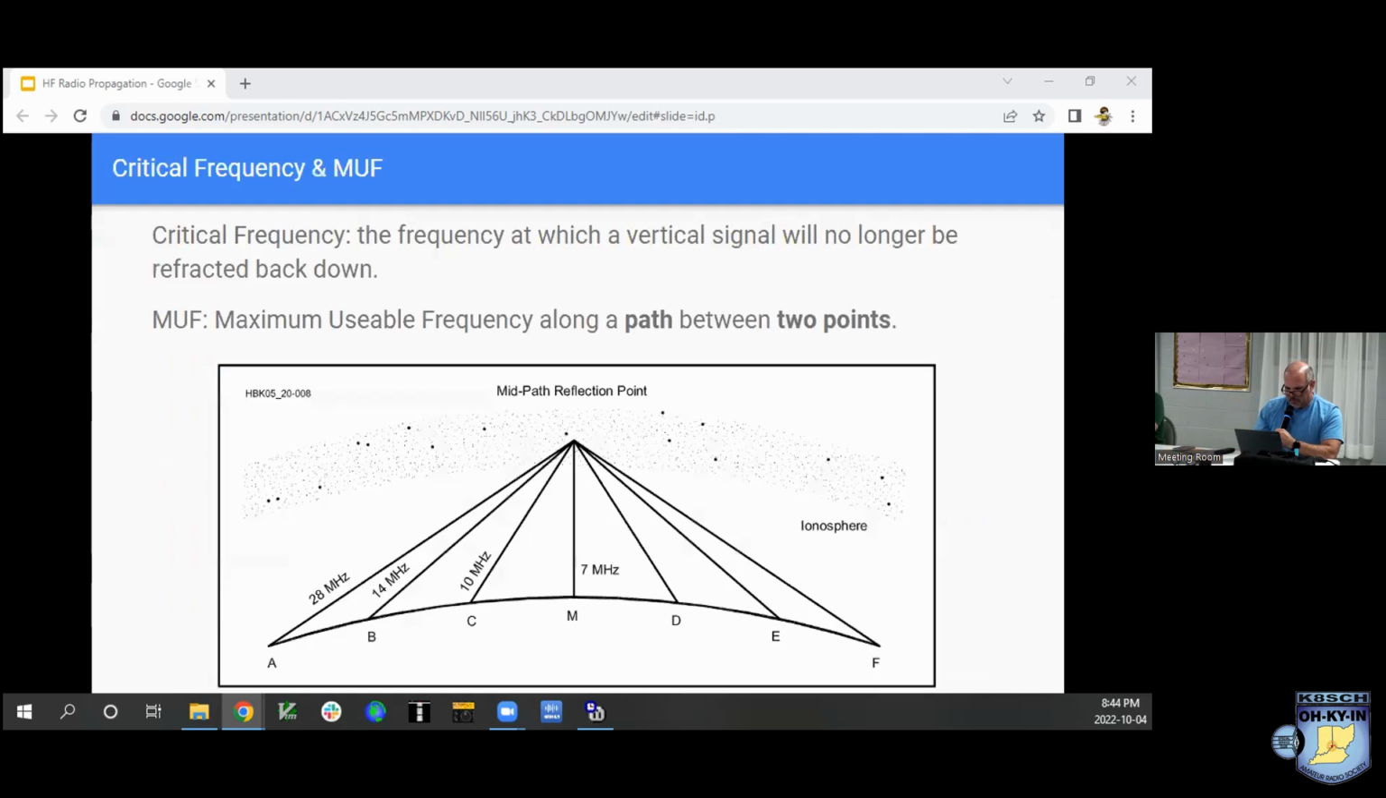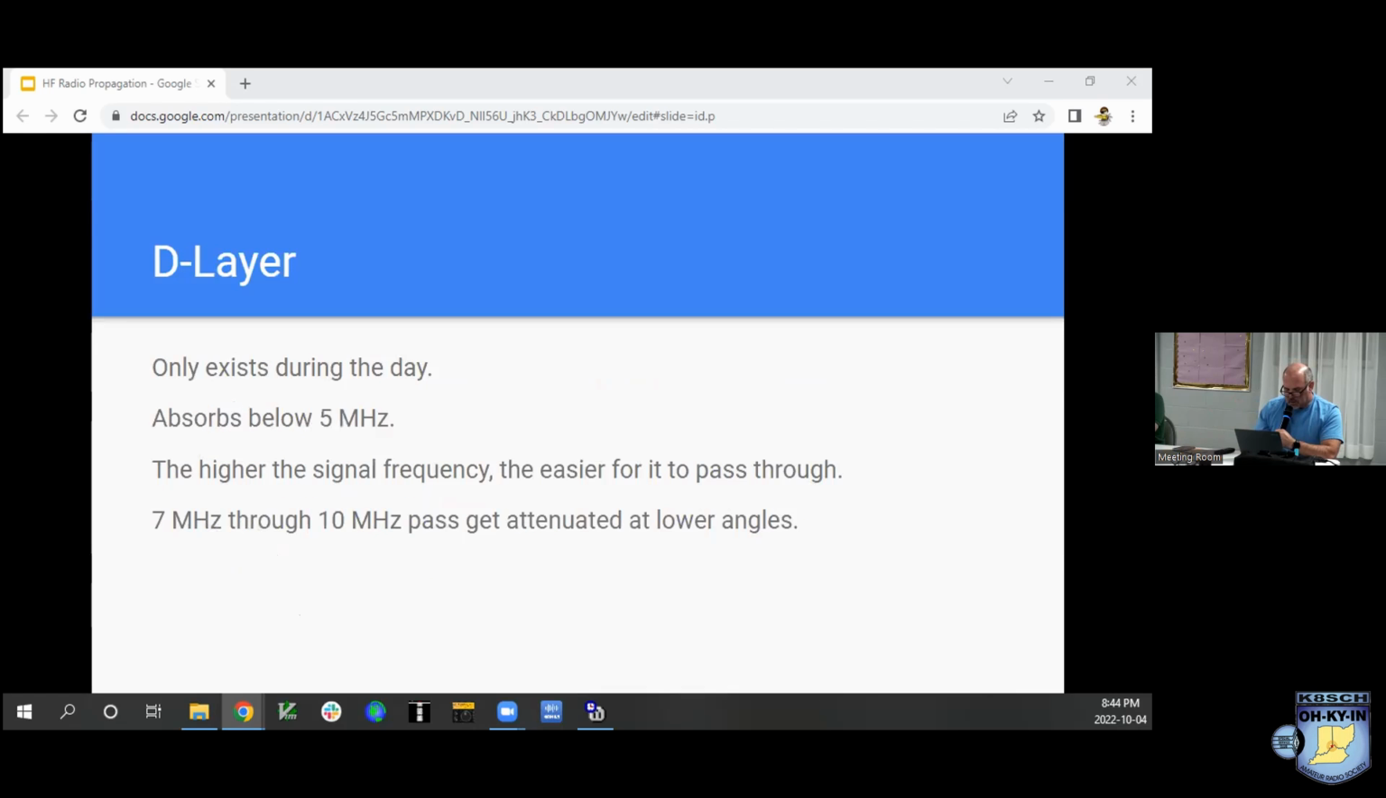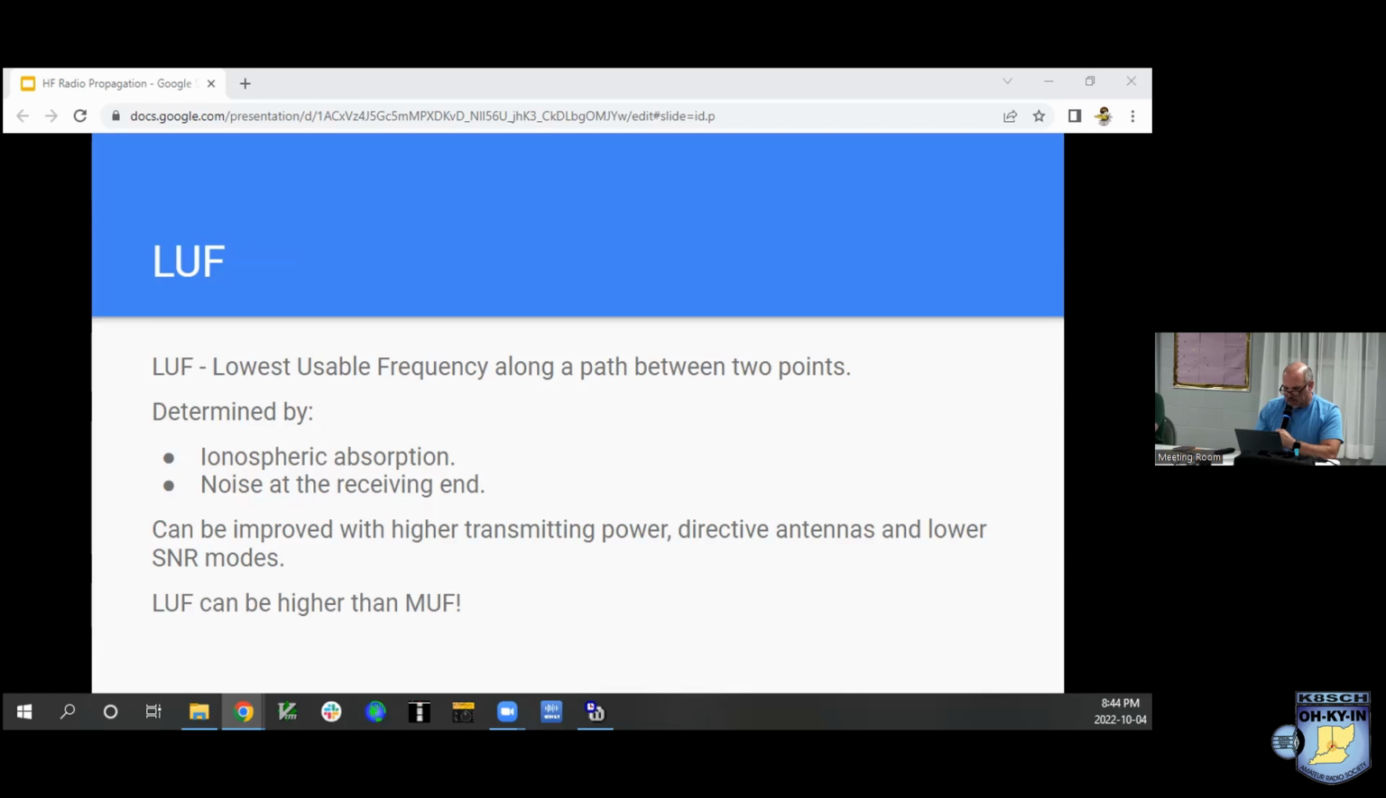So where's my, okay. All right, I seem to be missing a couple slides here because I talk about MUF, but here's the LUF. That's also the lowest usable frequency. Yeah, I know. I'm glad I did because I seem to be missing two slides.